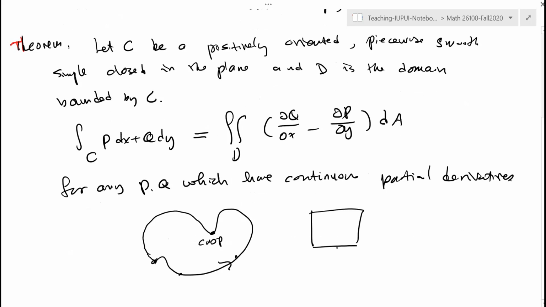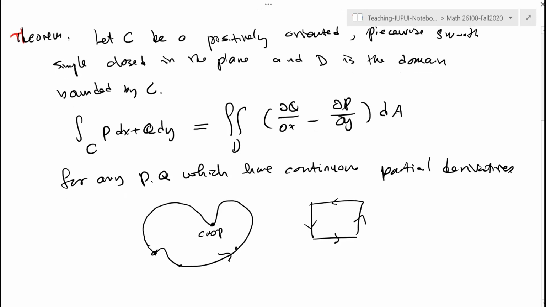This is a typical positively oriented piecewise simple closed curve. Something like that is also one, with a straight line and a semicircle. Simple closed means the domain it includes is simply connected.